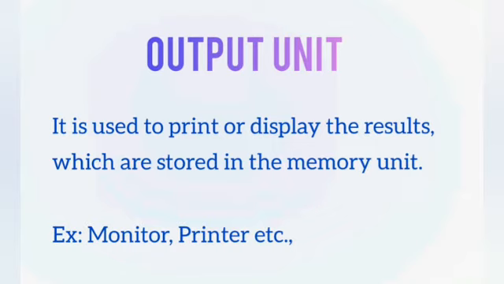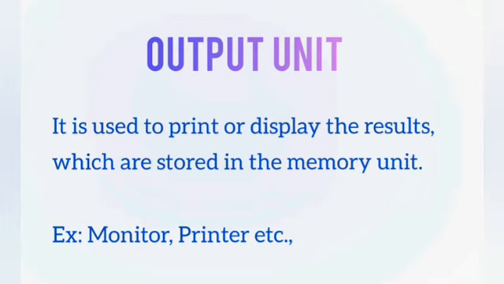Maybe in the form of a soft copy or maybe in the form of a hard copy. So these output devices convert the information into a form which is understandable by the computer user. Right? So these three are the basic units of the computer.